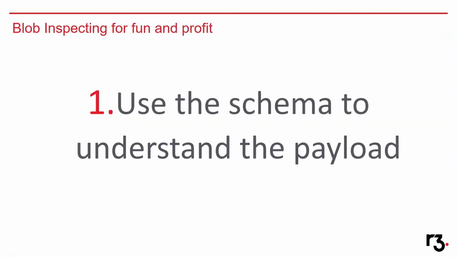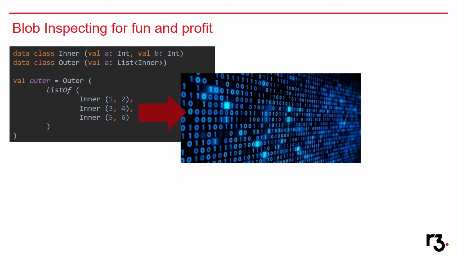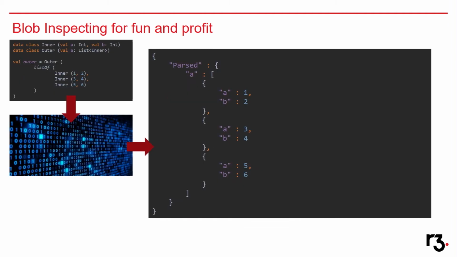So what are we going to do? Let's go back to step one, using the schema to understand the payload, because that's a small chunk we can get into. So what do we mean by doing this? Well, at some point we had a class inner and outer, and we created an instance of it, and we serialized it, and we wrote those bytes to disk. So now let's pretend we completely lost that code. We just have some bytes. What we want to be able to do is print out a meaningful representation of it to our console.